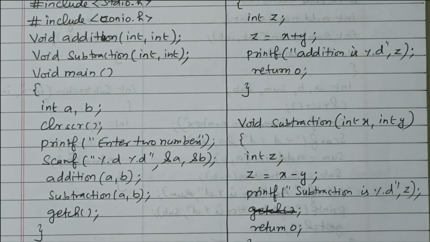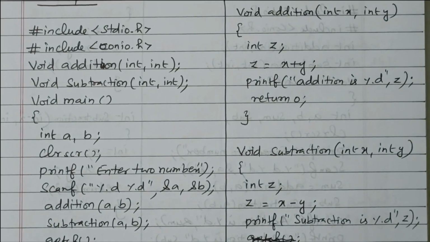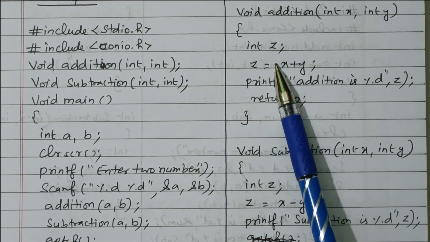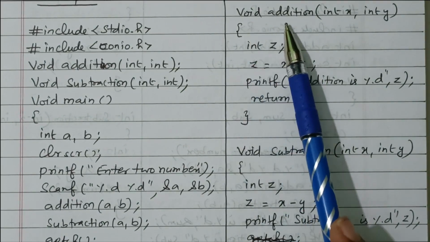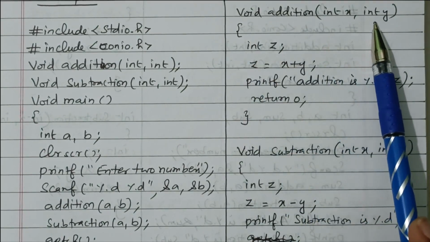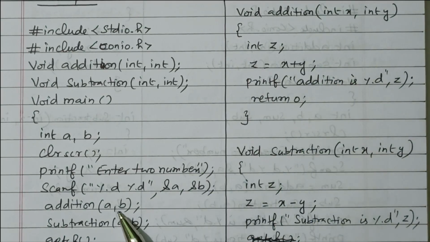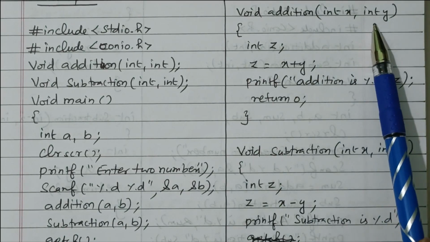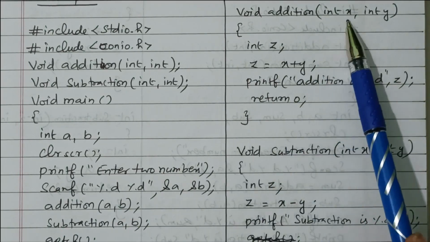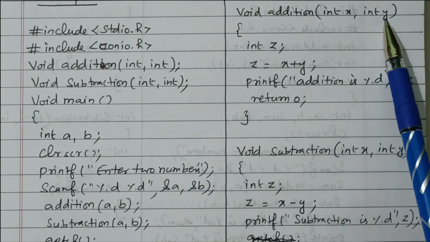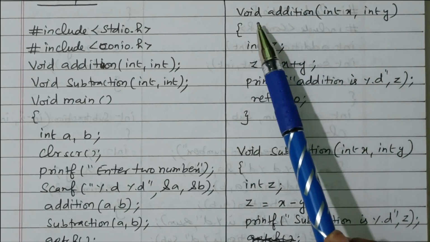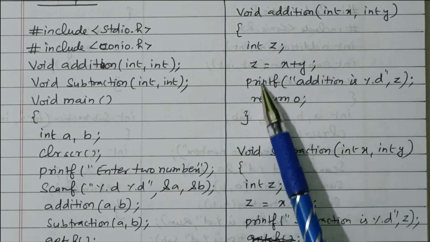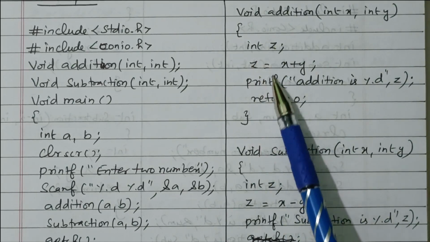Once this function is called, what will happen? The control will transfer to here, addition. The control will transfer to the function definition. This is called the function definition: void addition(int x, int y). Here a and b are the actual parameters. This x and y are the formal parameters. The a value will be stored in x, the b value will be stored in y. Right? This function name is addition and the return type is void. Above, we are declaring the function. This is the function definition. We are defining the function.